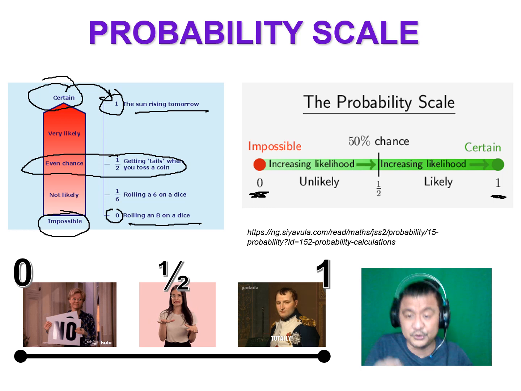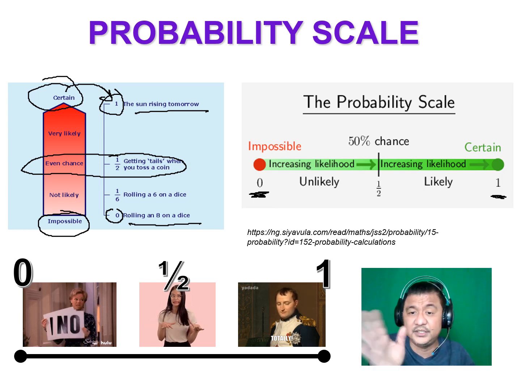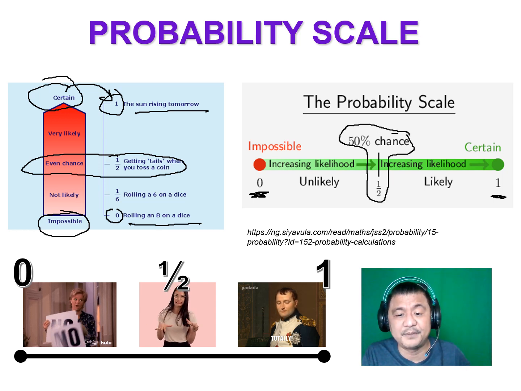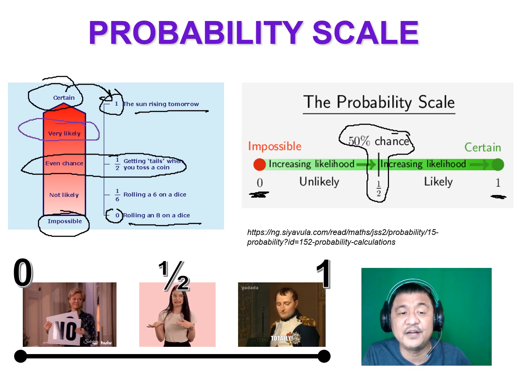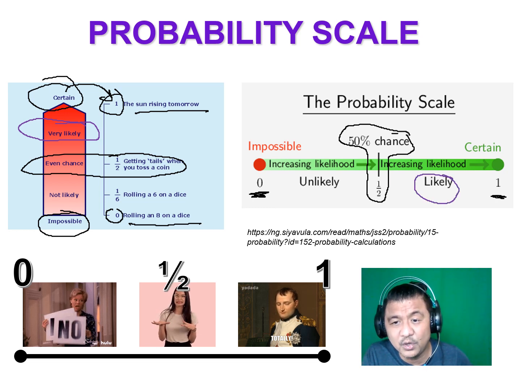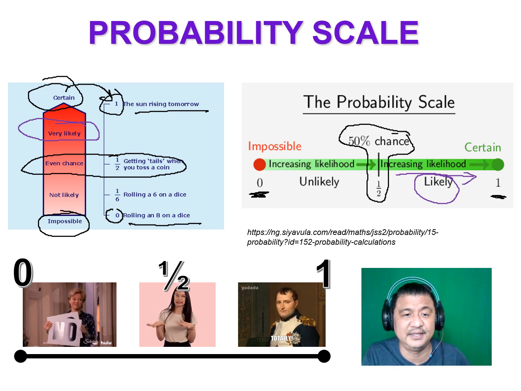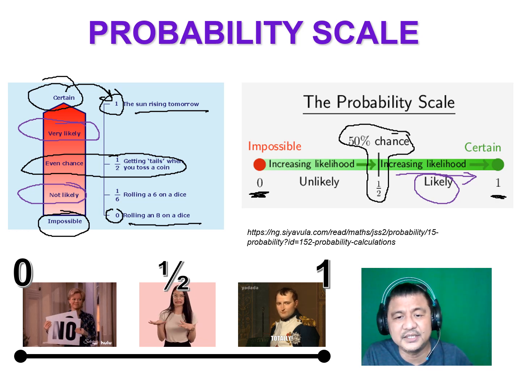But of course, in the middle is your even chance. Okay, for example, when you toss a coin, it could be heads or tails. The chances are equal, right? So 50% chance. Okay, if you're on the upper part between those two, you could say very likely or likely. The more you go to 1, the increasing likelihood it could happen, right?